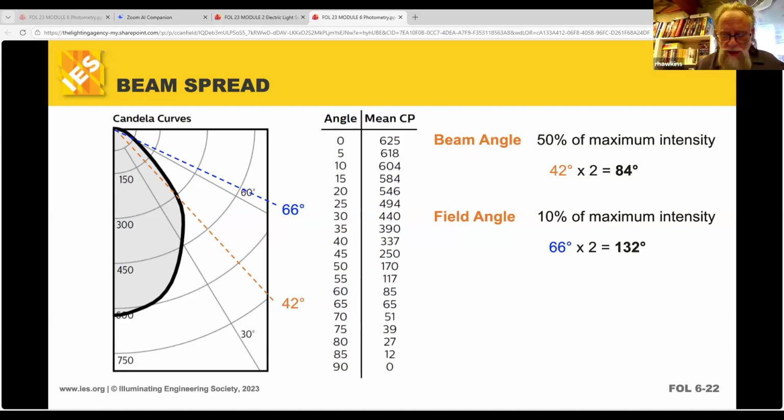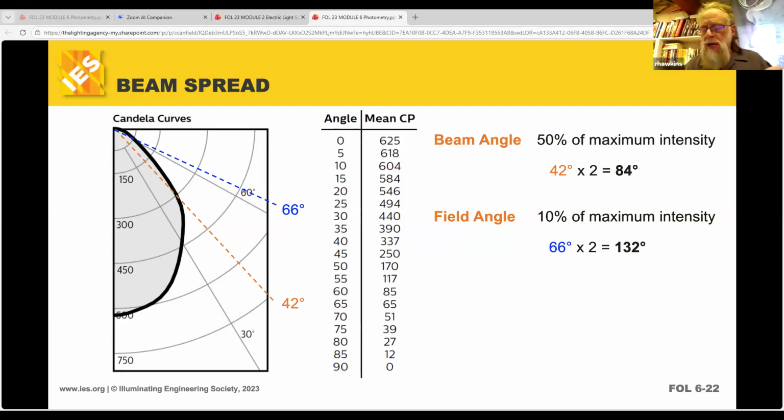So if you have a lamp or a fixture or something else that says it has, I'll call it a 60-degree beam, that means from straight down to 30 degrees to either side, it's taking into account both of those, right? A 60-degree beam will have its maximum candle power somewhere within that, and then its half maximum at the edges of that 60 degrees.